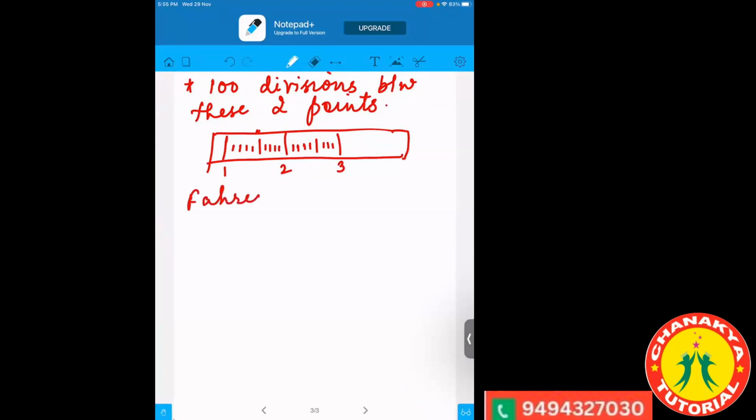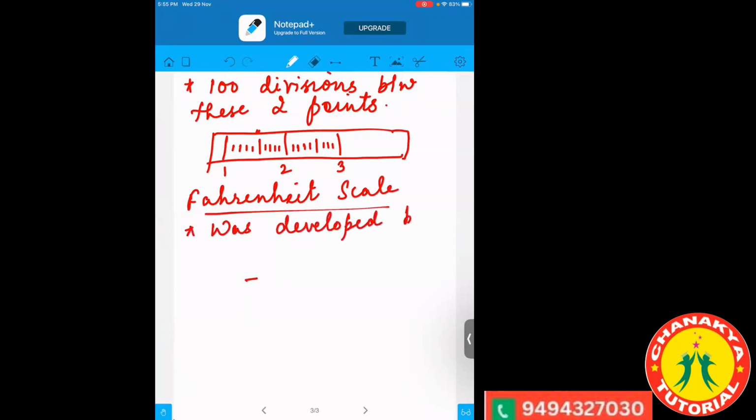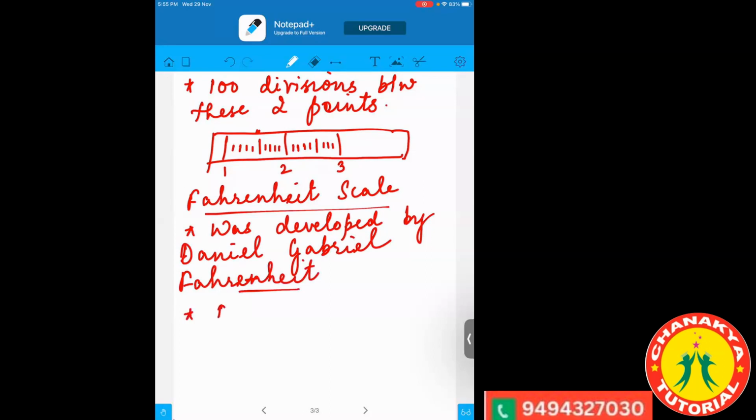Coming to the next one, the Fahrenheit scale. This scale was developed by a scientist known as Daniel Gabriel Fahrenheit. You can see in the name, the word Fahrenheit is given, and that is why it is called the Fahrenheit scale. The unit of this scale is degree Fahrenheit.